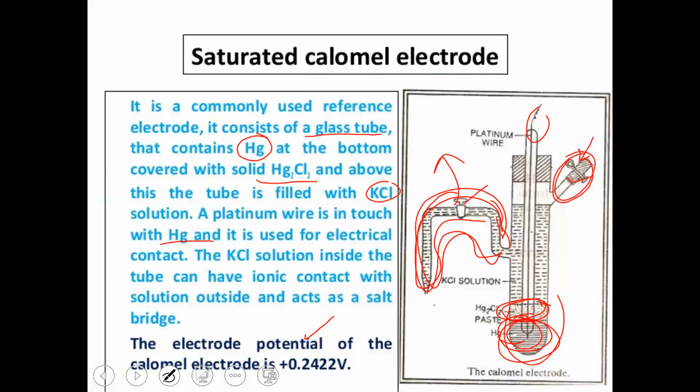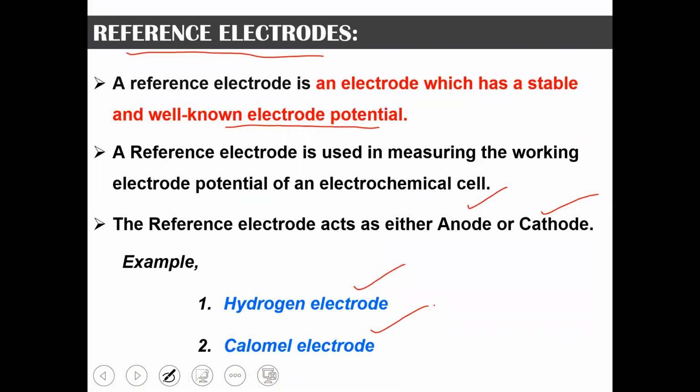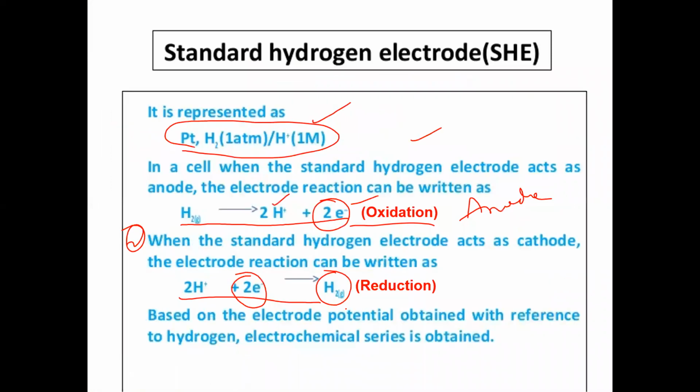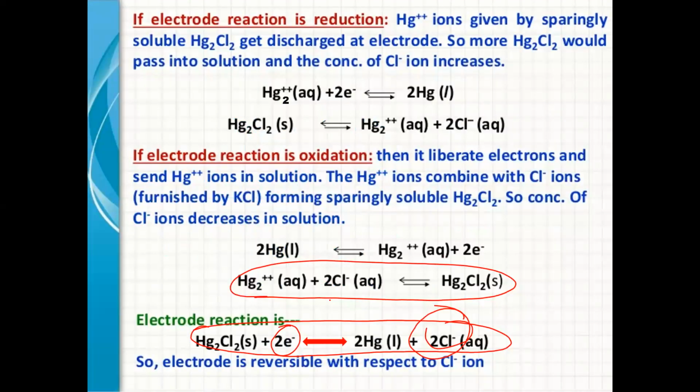In your examination, these are the two important ones. They will ask questions like: what are the reference electrodes? Explain with examples. So you have to write the definition of the reference electrodes, and you can write the construction of the hydrogen electrode as well as the calomel electrode. And the very important thing is you have to write the cell reactions, the oxidation and reduction reactions of both the standard hydrogen electrode and the calomel electrode. Then only you can get the full marks. So this is about reference electrodes.